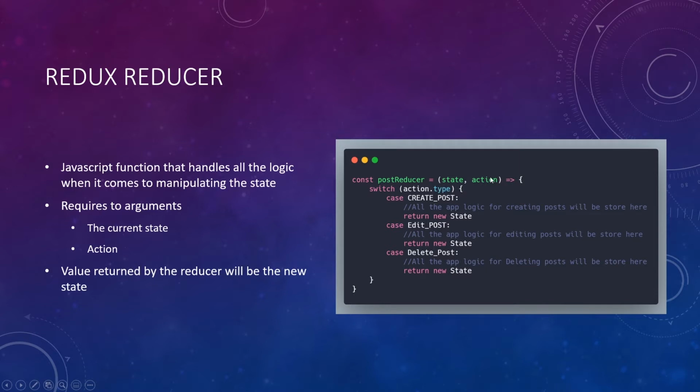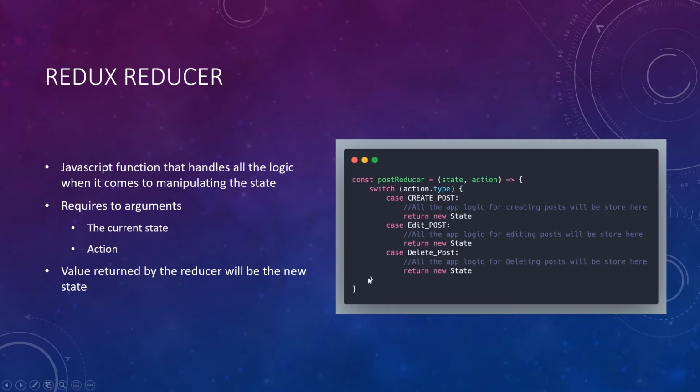And from these two things, it should then be able to find what the new state should look like, and then it will return that state. So any value that gets returned from our reducer is going to be what the new state will look like. Whatever we return gets shoved into our store, and that's going to be our new global state.